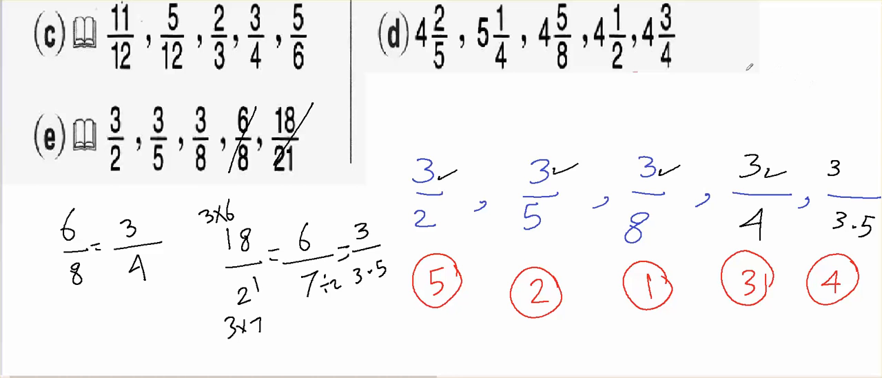We know that 1 over 7 and 1 over 5: yes, 1 over 5 is bigger than 1 over 7.